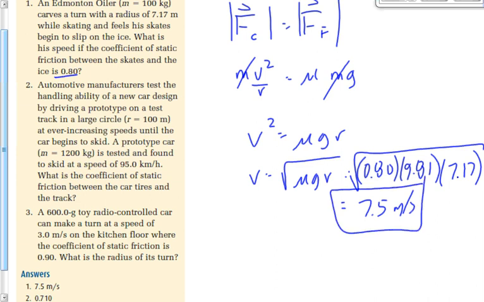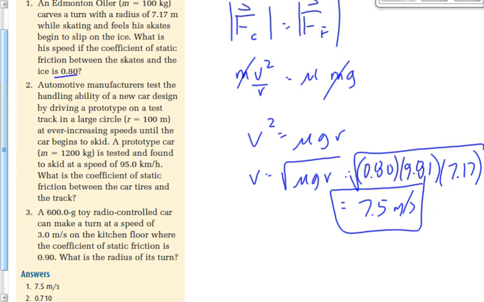So what we're saying here is this. Anything below 7.5 meters per second, the force of friction is strong enough to keep the guy going in a circle. Anything above 7.5 meters per second, the force of friction will still act, but it's not big enough to keep him going in a circle. He may not go off in a straight line because friction's still acting, but he's not going to go in the circle because he's going too fast. The force of friction isn't big enough to supply the centripetal force necessary.